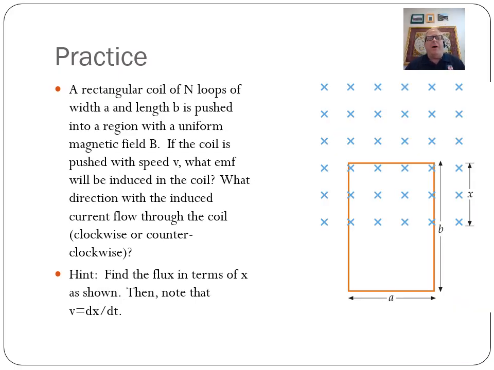This problem embodies the idea of what we call a motional EMF. So we have a rectangular coil of N loops, with width A and length B, and it is being pushed into a region where there's a uniform magnetic field of B. Now, if the coil is pushed with a speed v, what EMF will be induced in the coil? What direction will the induced current flow through the coil? Is it counterclockwise or clockwise? And it gives us a little hint there.